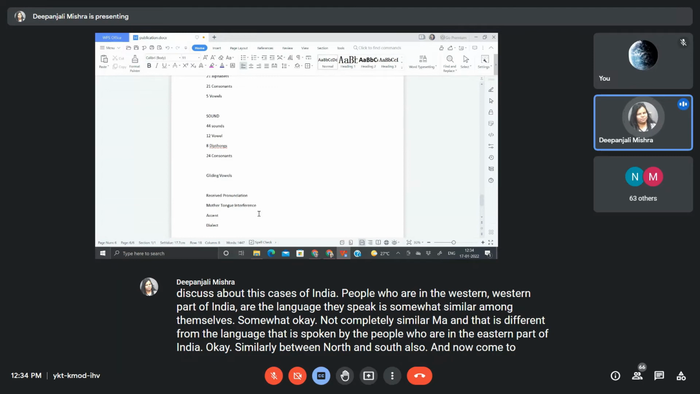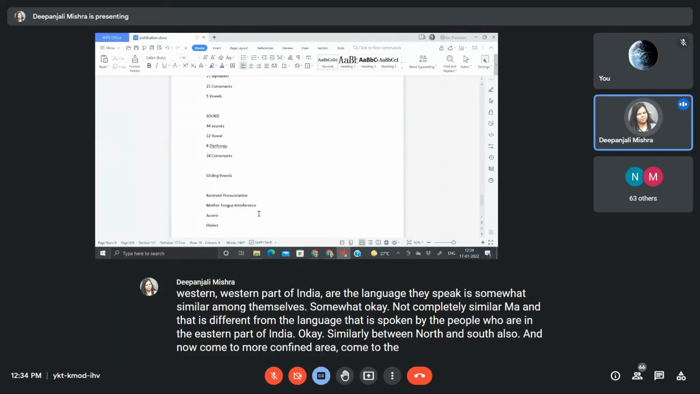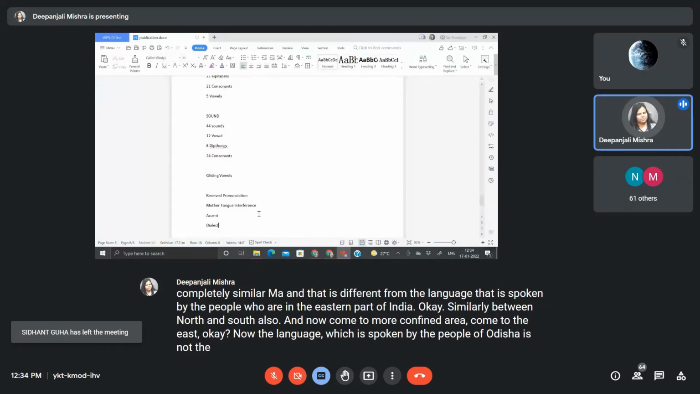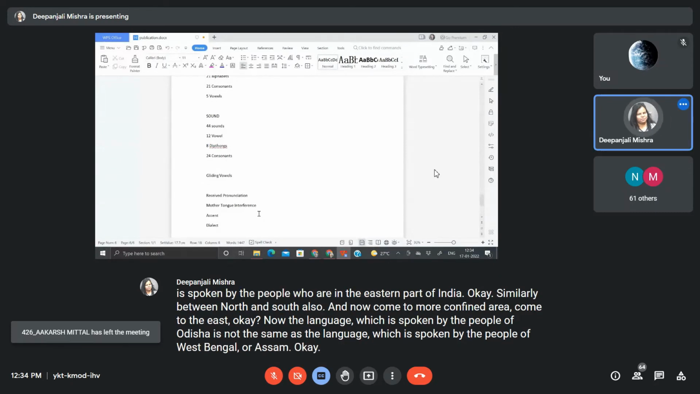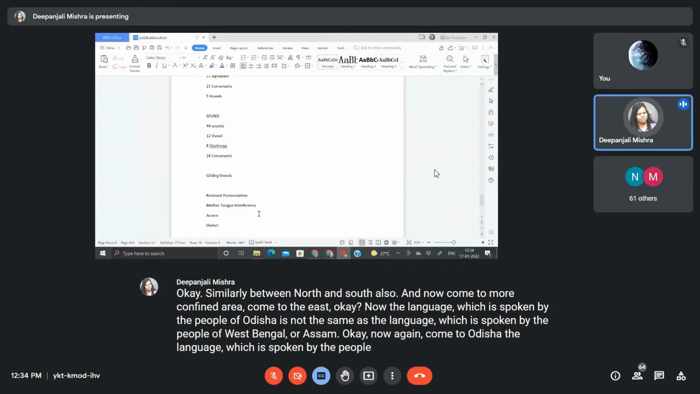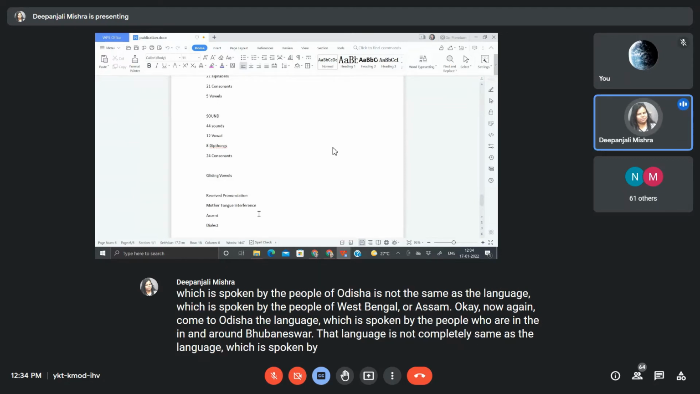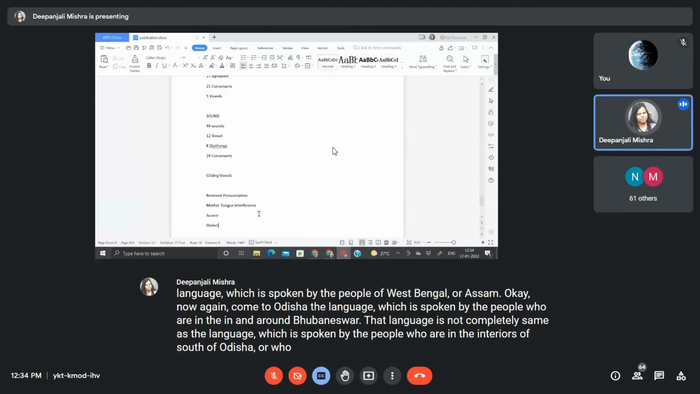Now come to a more confined area, come to the east. The language spoken by the people of Odisha is not the same as the language spoken by the people of West Bengal or Assam. Now again come to Odisha. The language spoken by the people in and around Bhubaneswar is not completely the same as the language spoken by the people in the interiors of south Odisha, or in the interiors of western Odisha, or in the interiors of northern Odisha.